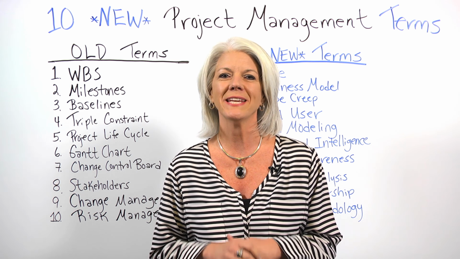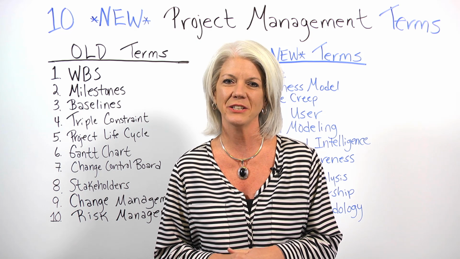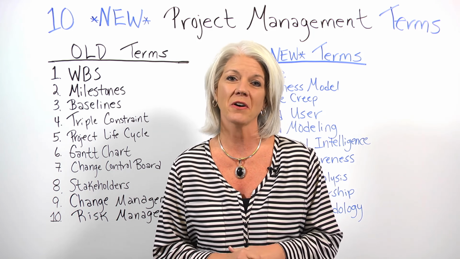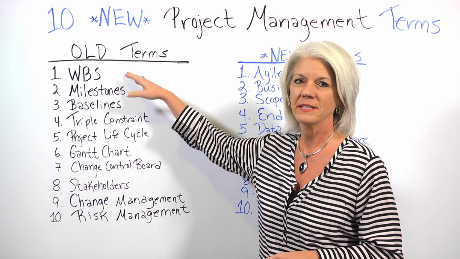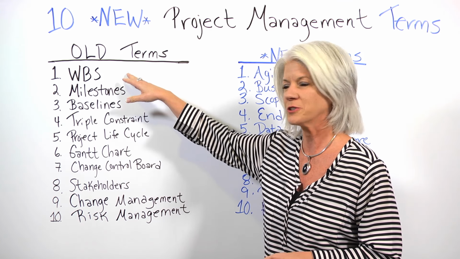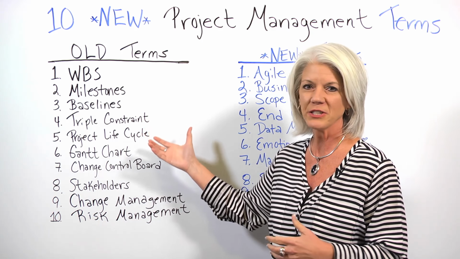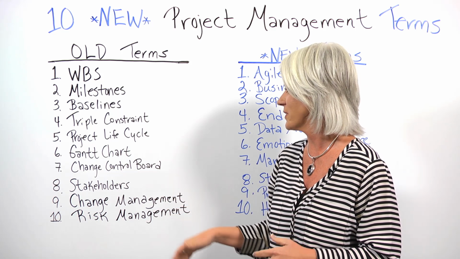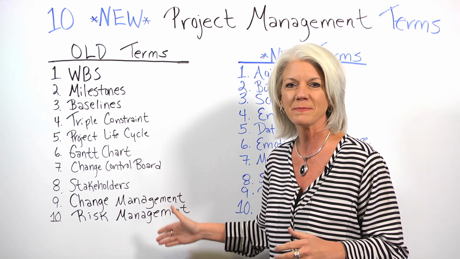Today we're going to review 10 new project management terms. As the field of project management continues to mature, the terms evolve also. Some of the old terms that we talked about were the WBS, the work breakdown structure, milestones, baselines, the triple constraint, the project life cycle and the Gantt chart, the change control board, stakeholders, change management, risk management.